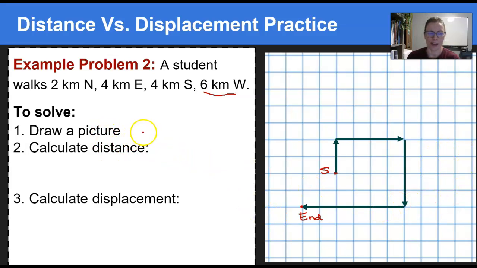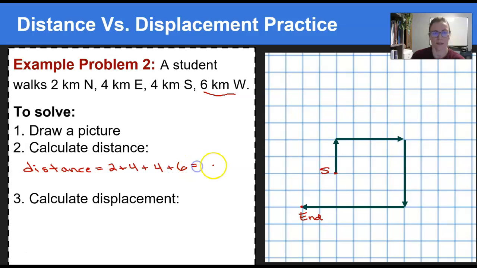The next step is to calculate our distance. All right, so calculating distance is the easy part. It's just going to be the numbers. So 2 plus 4 plus 4 plus 6. So that's going to be 16. And we still need units. We can't just leave a number. The units that we're using in this problem were kilometers. Okay, so here's our answer, 16 kilometers.